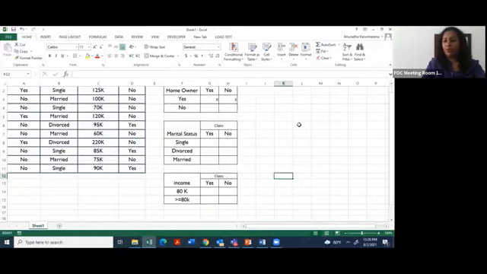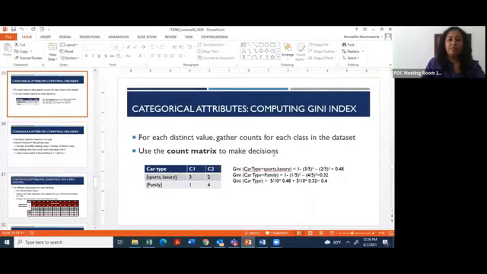Fill the matrix first. I will show you how to fill it. Anyway, you have seen the equation. First, fill the count matrix. I will give you 10 minutes. Then see whether you can compute the Gini index just the same way this has been done. See whether you can do it.